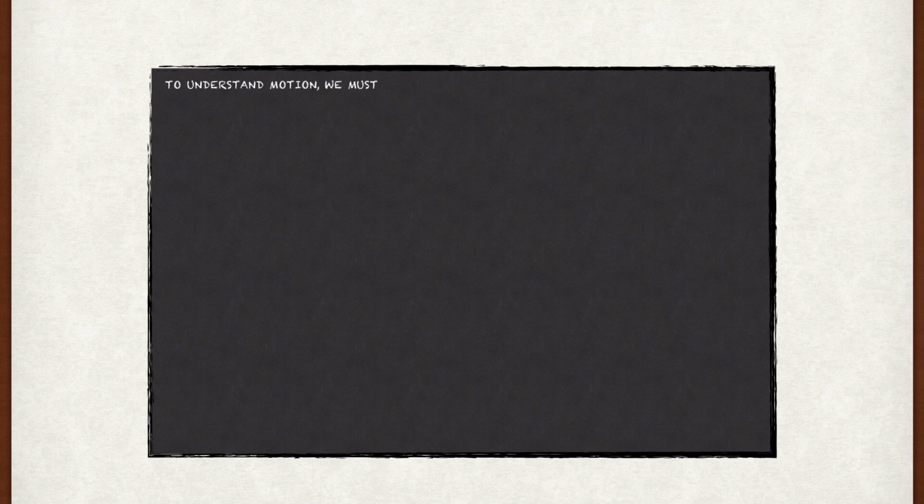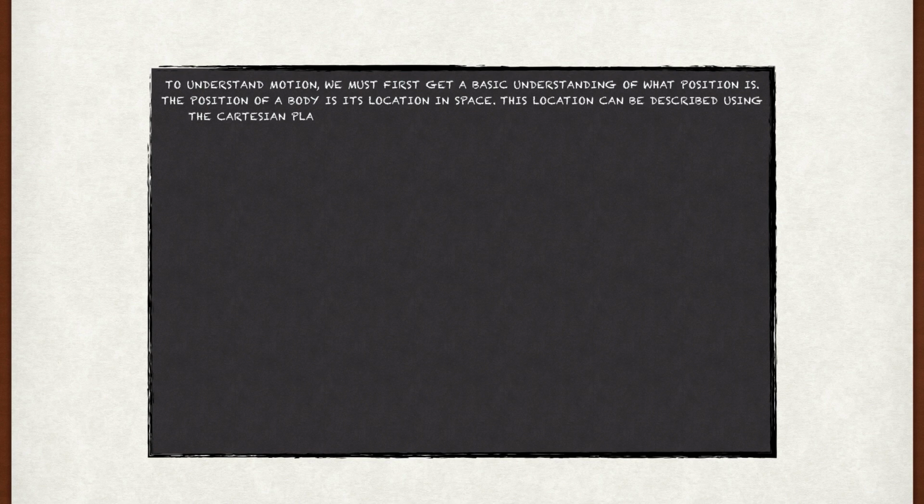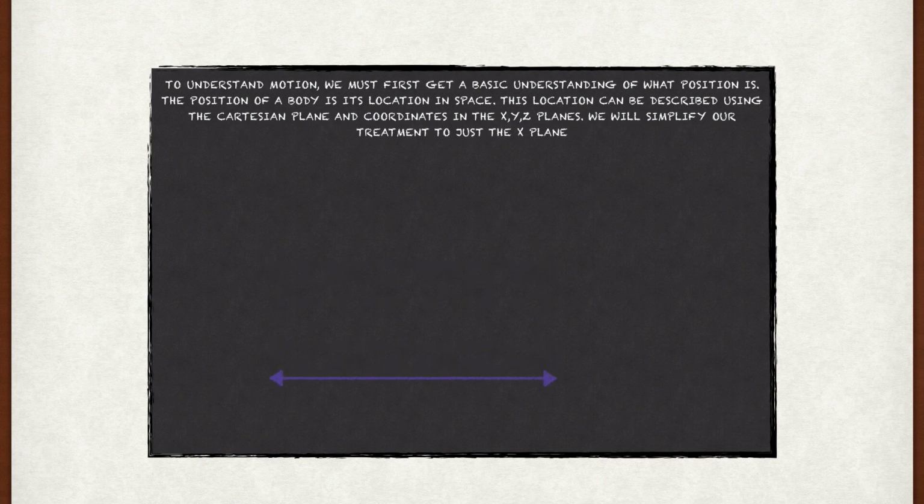Right, so to understand motion, we must first get a basic understanding of what position is. So the position of a body is pretty much its location in space. This location can be described using the Cartesian plane and the coordinates of the XYZ planes. Right, so we simplify our treatment to the x-plane alone though. Here we have an x-axis going from left to right, and we have Johnny Go Lucky running on the x-axis from left to right. He's at position x1, and then after some time he's at position x2.